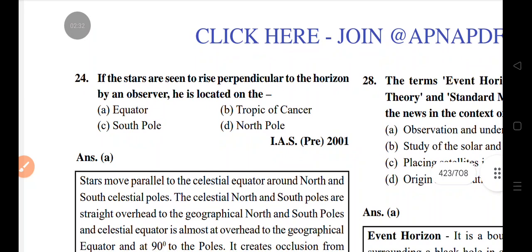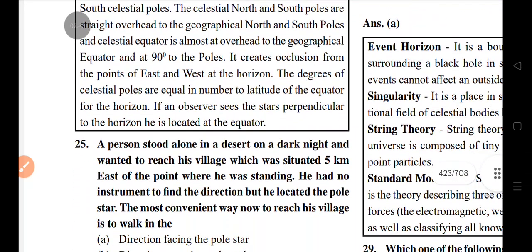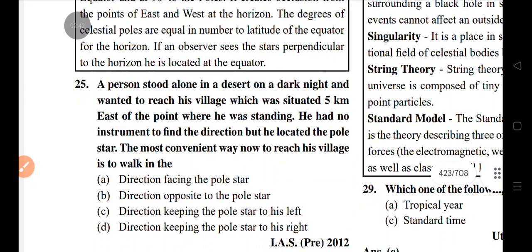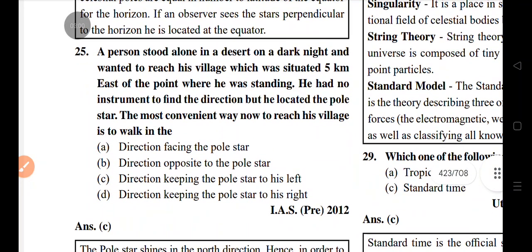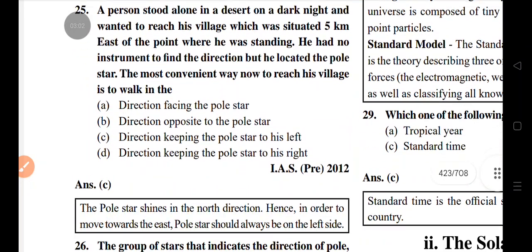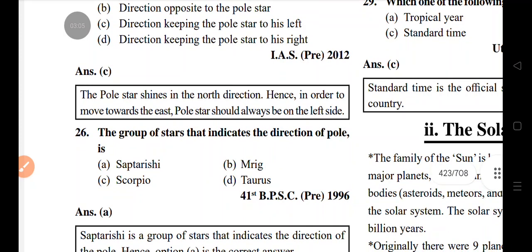If stars are seen to rise perpendicular to the horizon by an observer, he is located on the equator. A person stood alone in a desert on a dark night and wanted to reach his village, situated 5 kilometers east of the point where he was standing. He had no instrument to find direction, but he located the pole star. The most convenient way to reach his village is to walk keeping the pole star to his left. The group of stars that indicates the direction of the pole is Saptarishi.